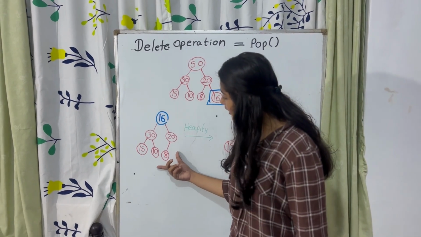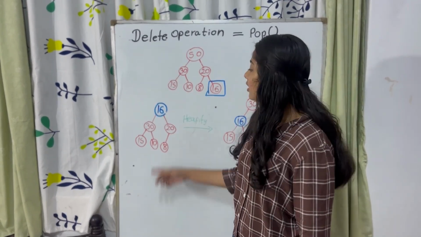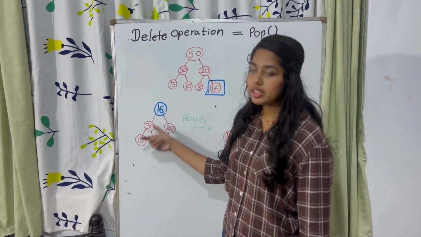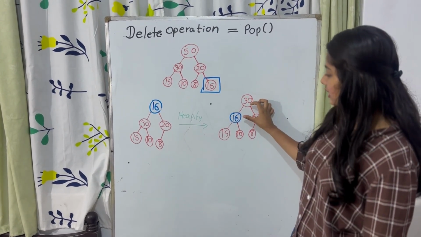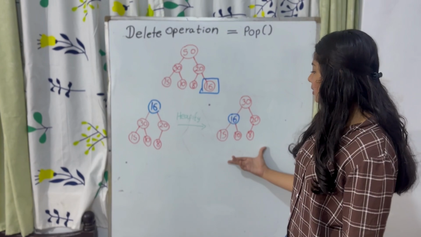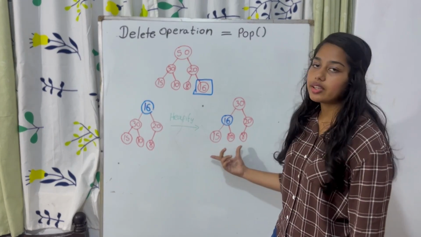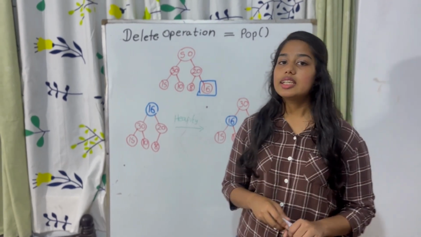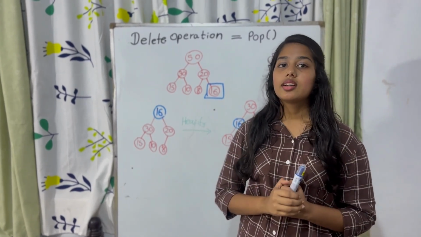So we have to check whether this is a max heap tree or not. As you can see, 16 is lower than 30. So we have to swap these two numbers. After swapping these two numbers, we can get the max heap tree. As you can see, all parent nodes in this tree are greater than its child nodes. So this is how the delete operation is used in a max heap tree.